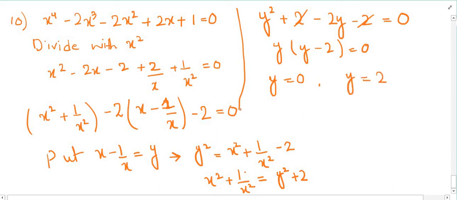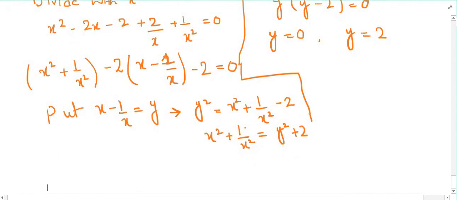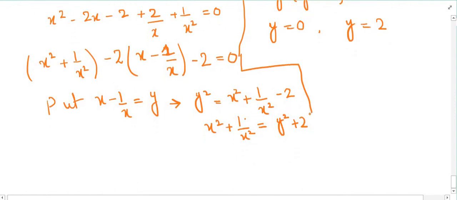Now again substitute y equals x plus 1 by x, because these 0 and 2 are the roots of the quadratic equation, and we want the roots for the reciprocal equation which is given. So y is x plus 1 over x, which equals 0. Take LCM on both sides. This becomes x square plus 1 equals 0, x equals plus minus 1.